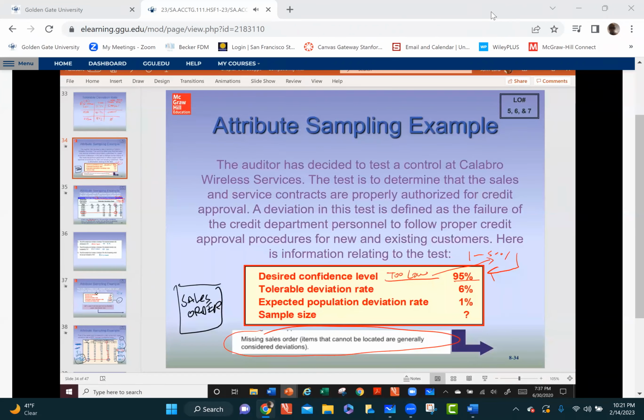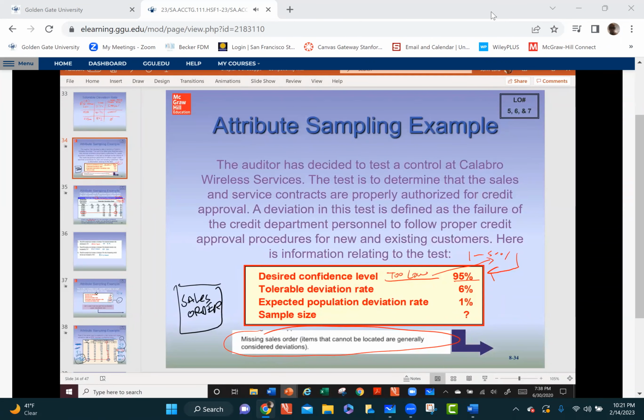Because you start changing your tolerable deviation rate because your test didn't turn out the way you wanted it to. You're not being very scientific. I wouldn't change your confidence level. Well, what happened? Because your test didn't work. Now you're sitting there and you're saying, which of these parameters can I change now? I thought the expected deviation rate was 1%.